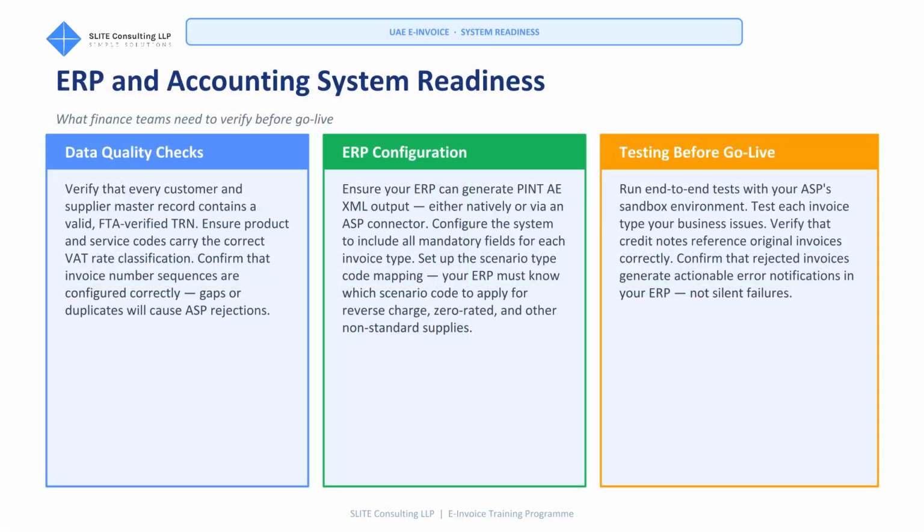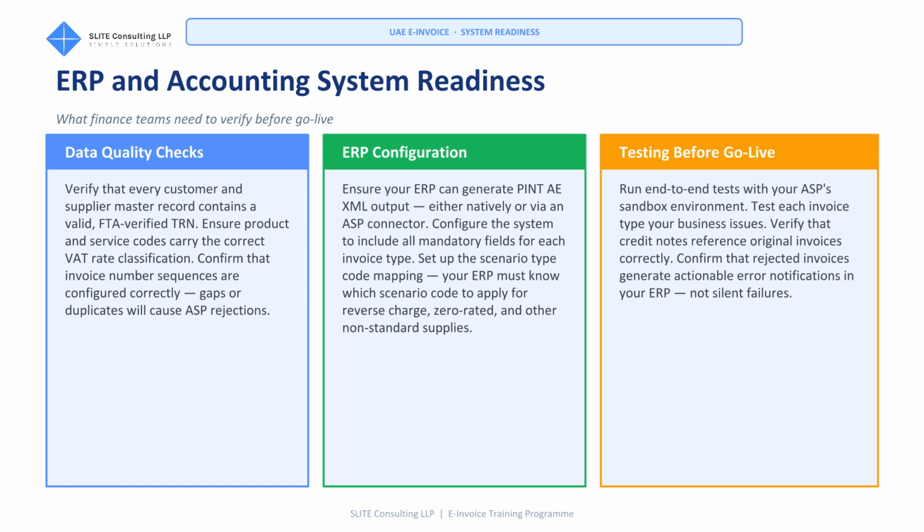3. Readiness check categories. Data quality. Every customer and supplier master record needs a valid, FTA-verified TRN. Products and services need correct VAT rate classifications. Invoice number sequences must be gap-free.